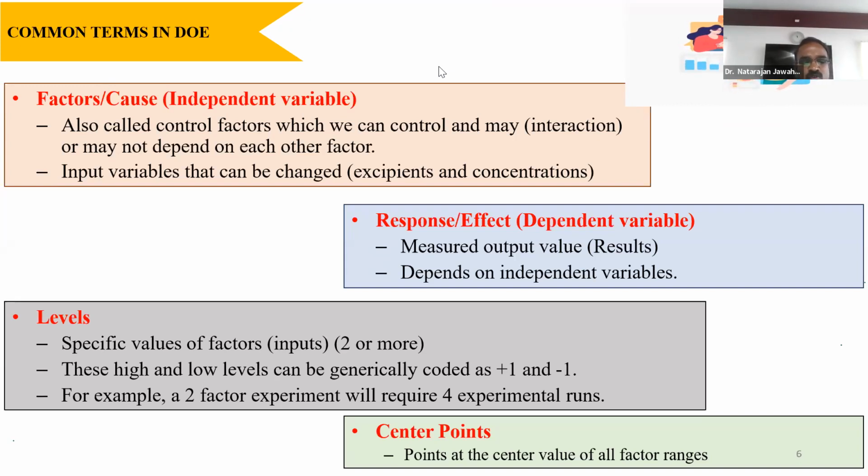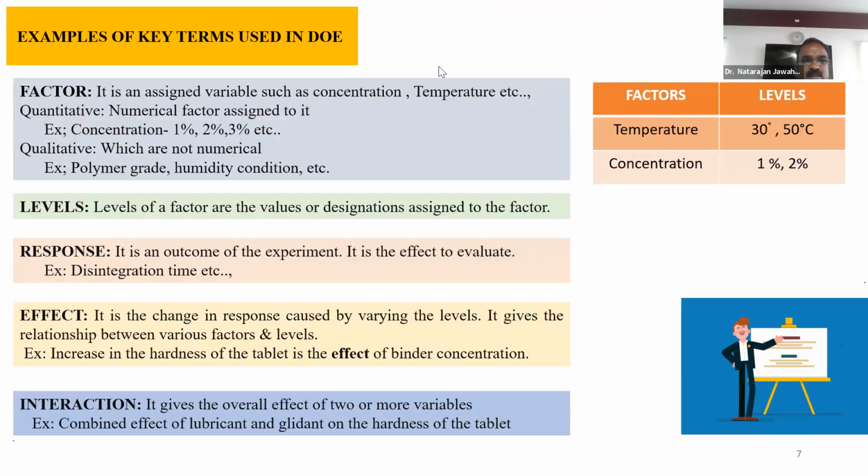For example, a two-factor experiment. Two-factor means definitely it will have two levels. So it is called a two-square factorial design. 2 into 2, 4 experimental runs will come. And center point. Center point is the center value of all factor ranges. Anyway, in the next slides, you will understand the role of center points.